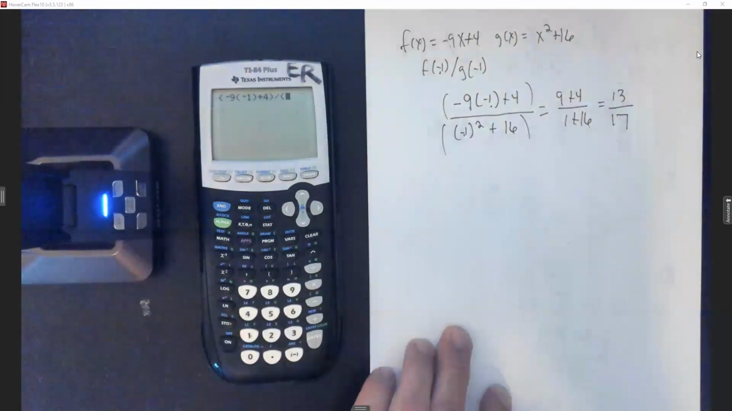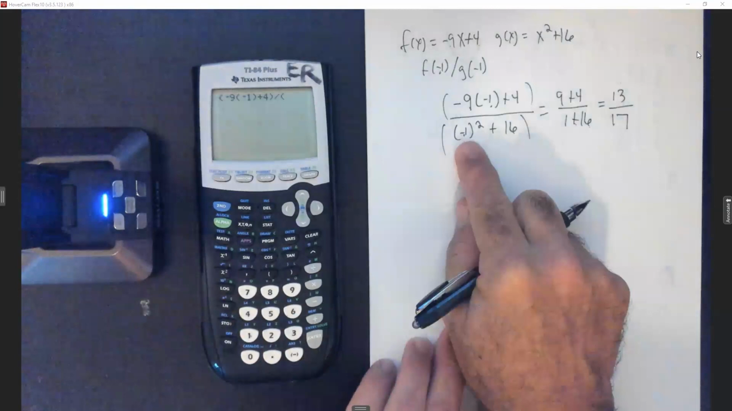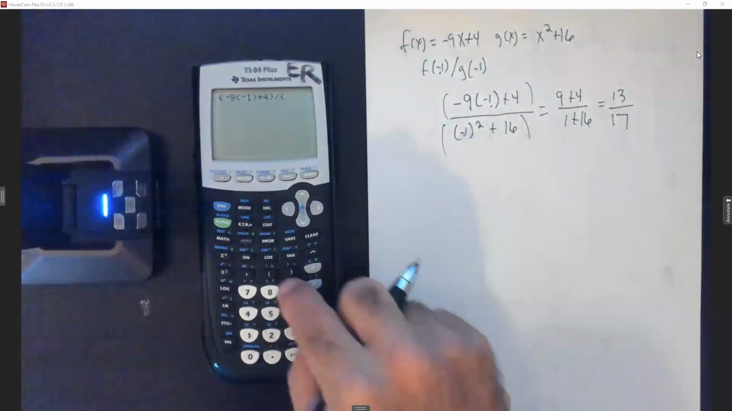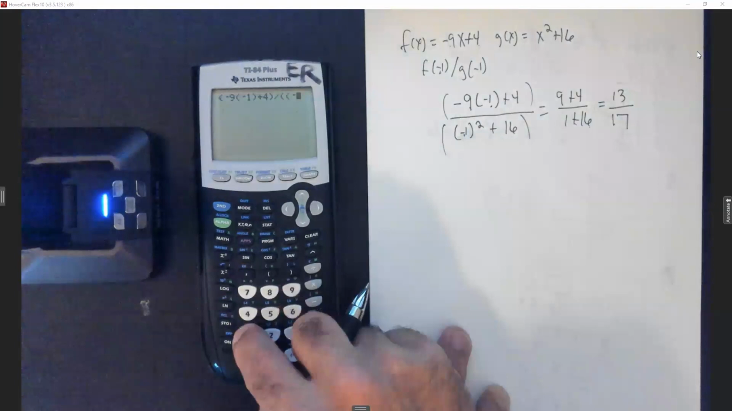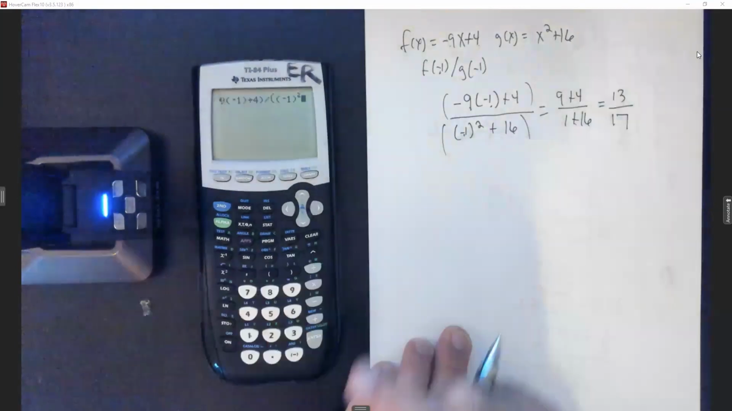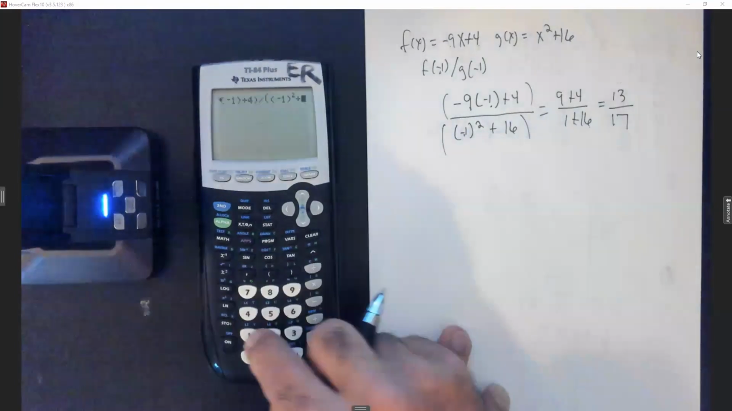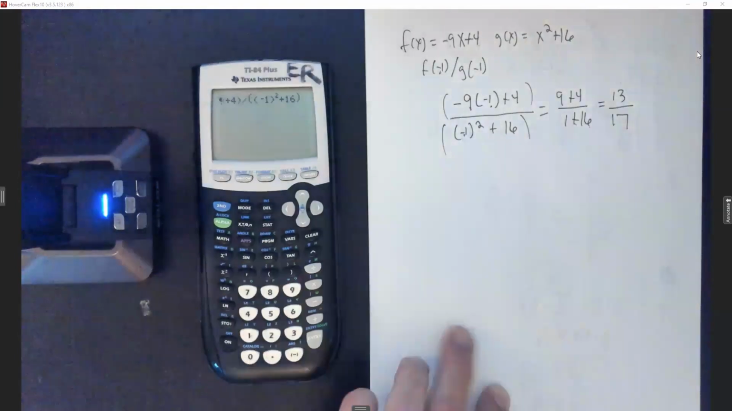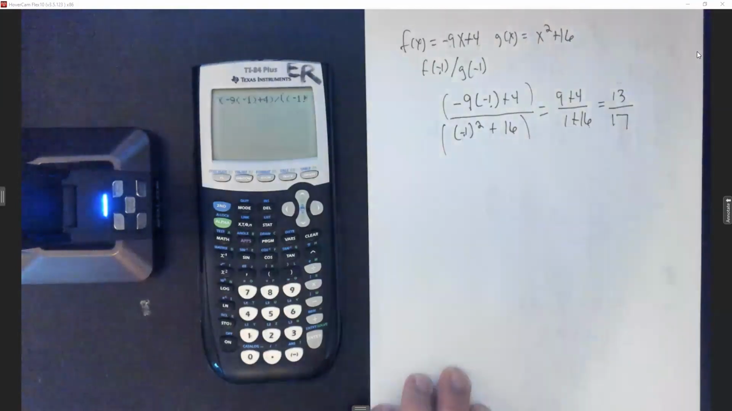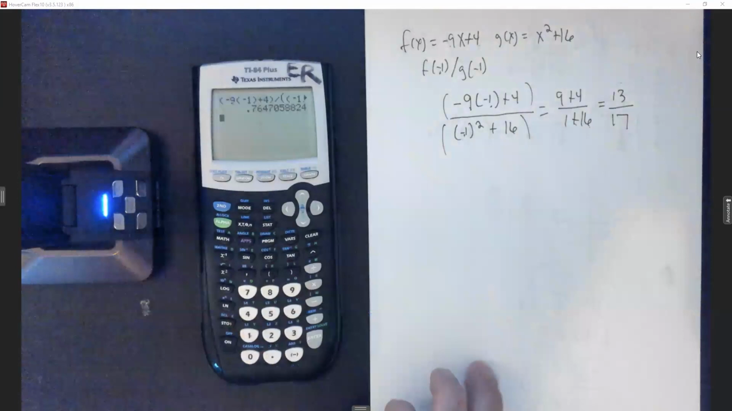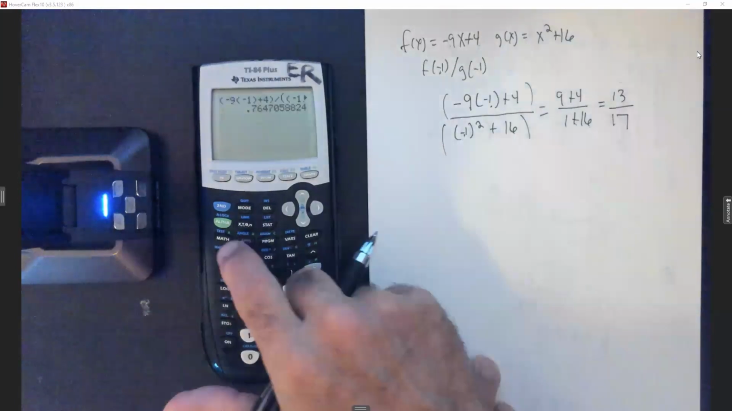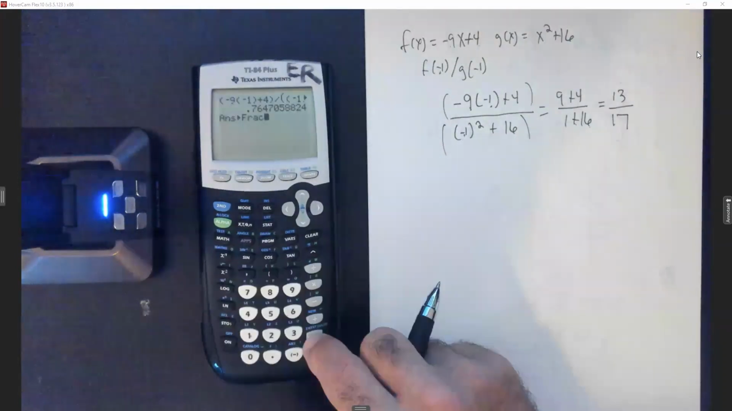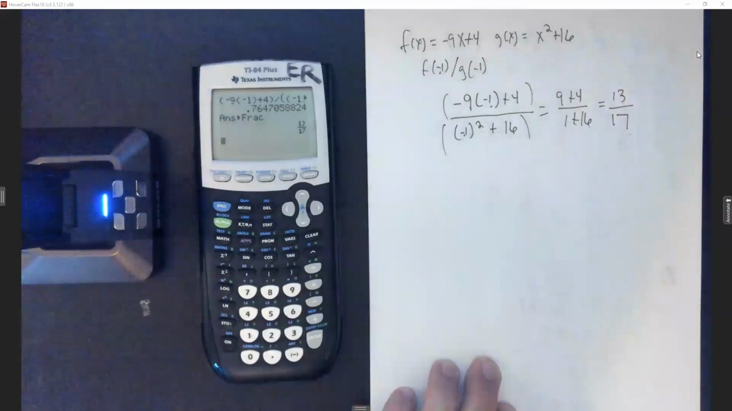Inside the parentheses on the bottom, I had a negative 1 squared, so I'm going to put it in parentheses and square it, and then do plus 16, close parentheses. So it looks pretty much like it. Hit enter. It gives you a decimal, but remember, if you hit math and enter twice, it'll turn it into a 13/17.